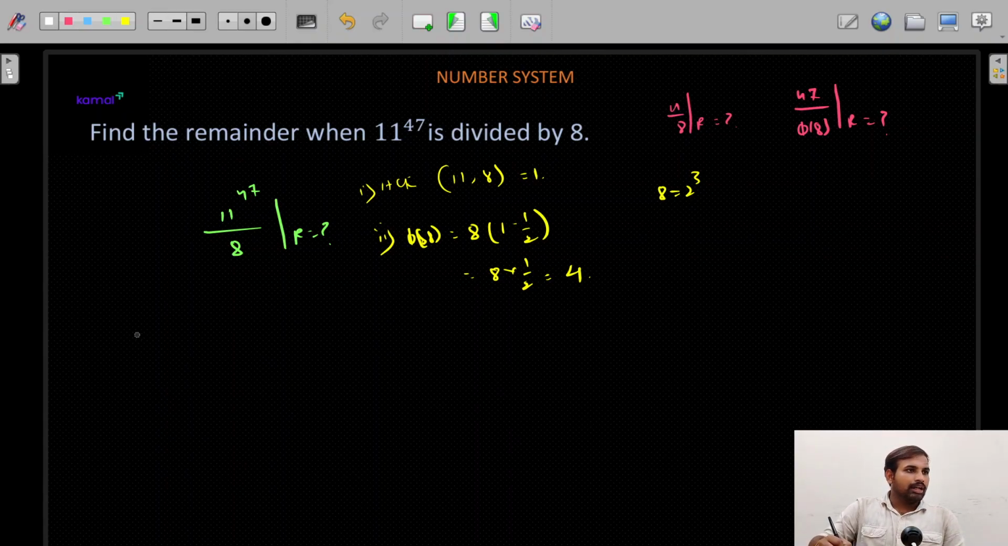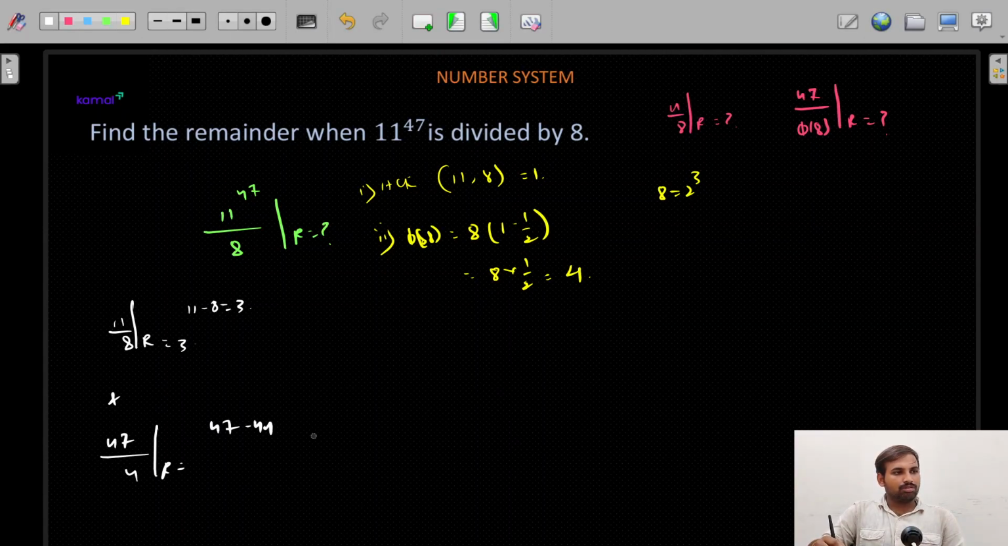So 11 by 8. My remainder is: the highest multiple of 8, which is less than 11, is 8. So 11 minus 8, the difference is 3. So the remainder is 3. And then 47 divided by psi of 8, which is nothing but 4. The highest multiple of 4, which is less than 47, is 44. Yes or no? 4 11s are 44. So 47 minus 44, the difference is 3, which means my remainder is also 3.